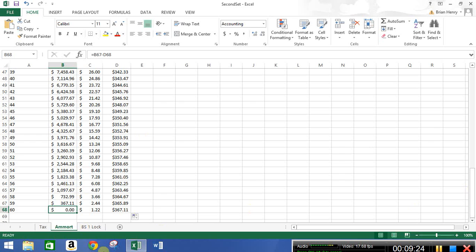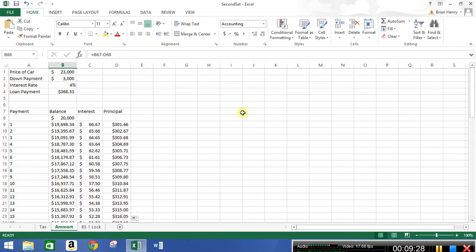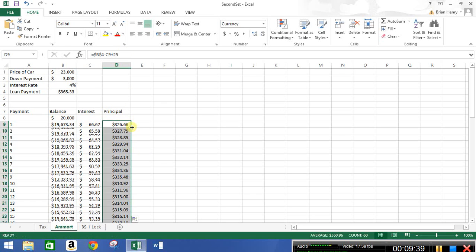Also, having a little amortization table like this has some other advantages, like I can add extra payments. So what if I want to pay an extra $25 to principal each time? An extra $25 principal each time. I can see a couple of different things.